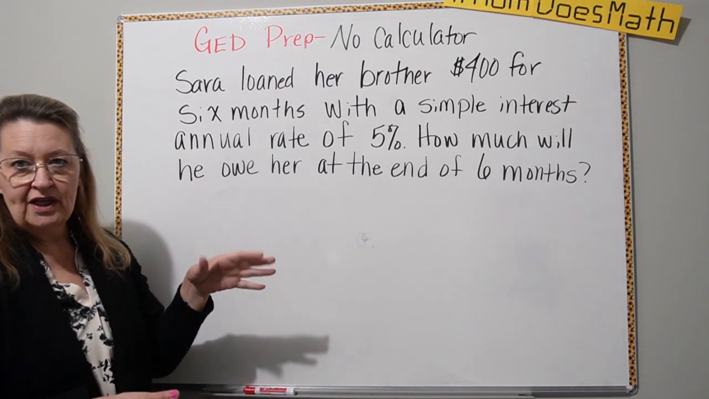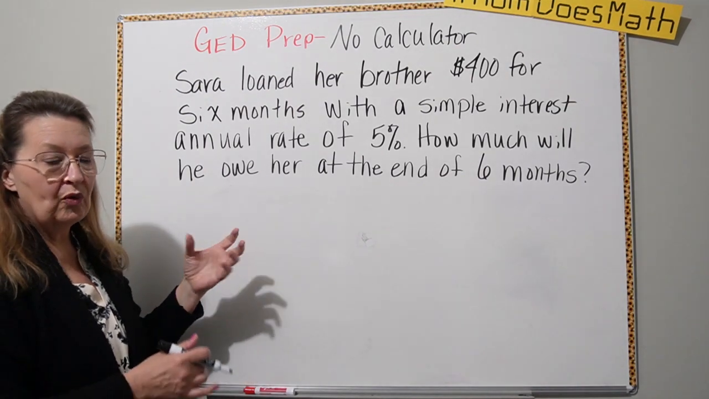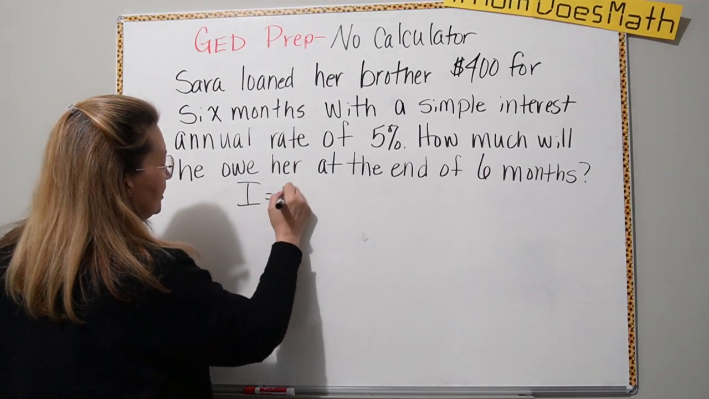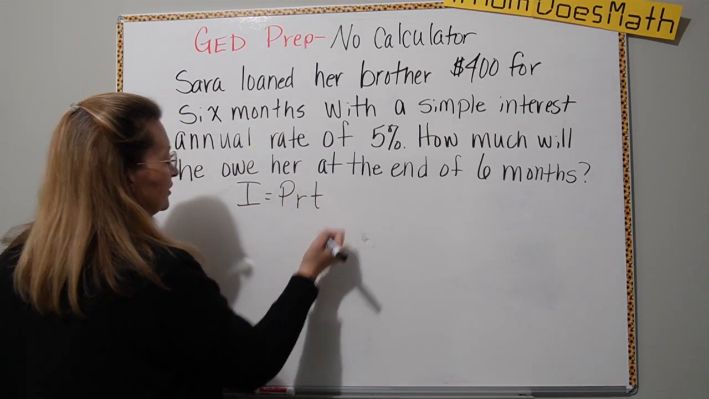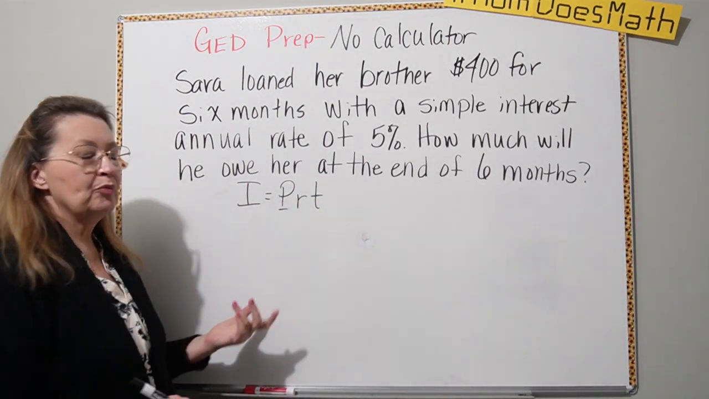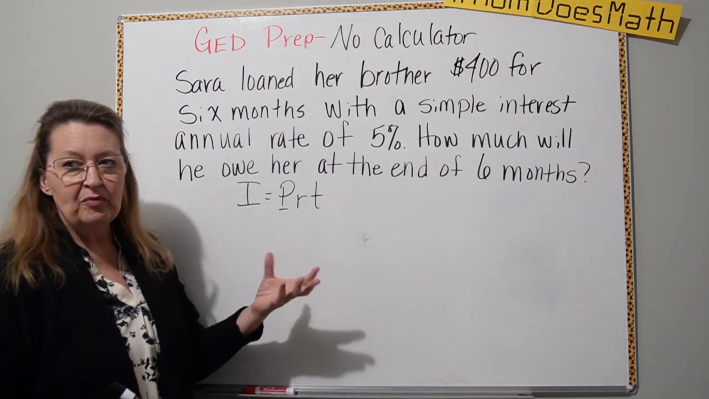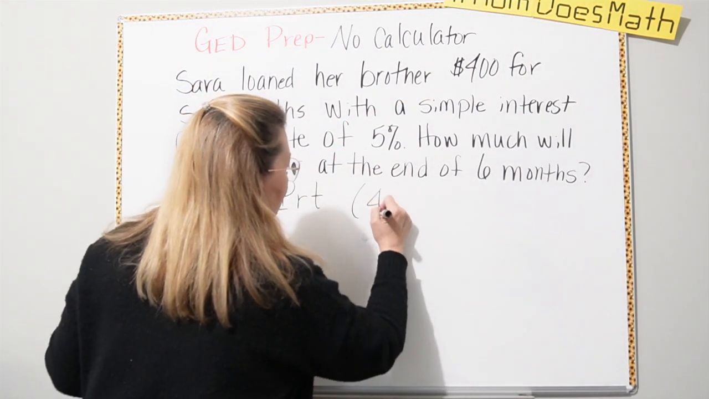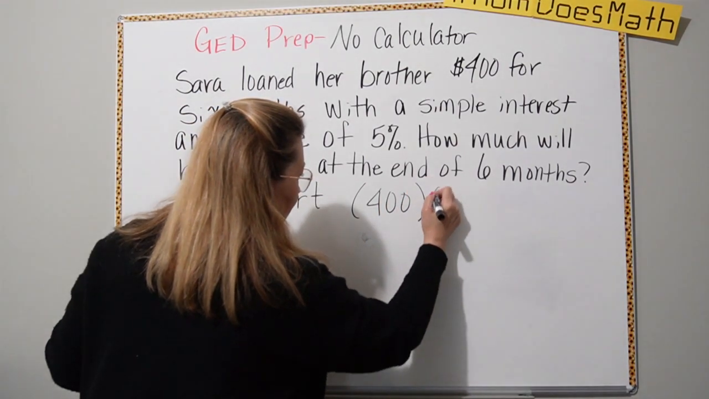They do give you a sheet that has your formulas on it, and there's one for simple interest, and it's going to tell you that interest is equal to PRT. All right, P is your principal. That's the money, the amount of money borrowed or loaned. So in our problem, that's $400.